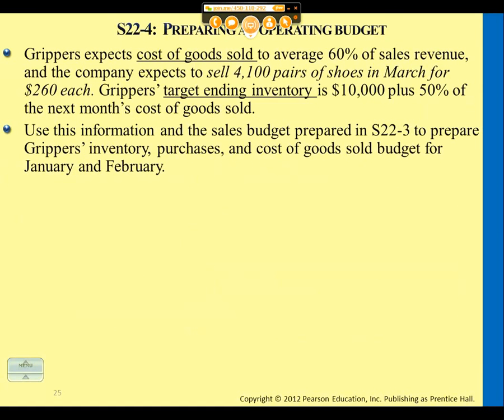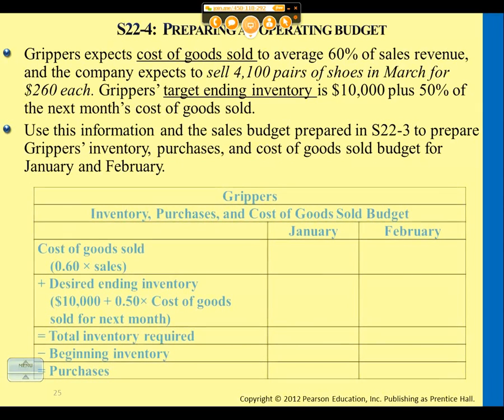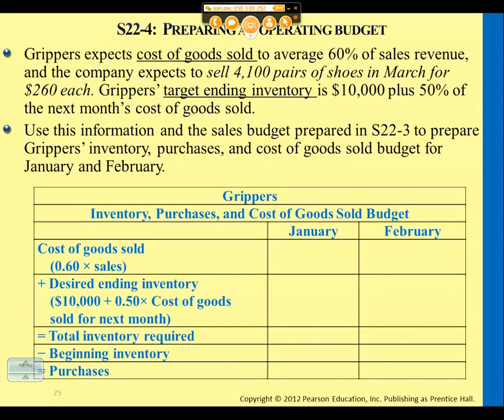Operating budget. So we have the same seller, cost of goods sold averages 60% of sales revenue. The company expects to sell 4,100 pairs of shoes in March for 260 each. Targeted ending inventory is 10,000 plus 50% of the next month's cost of goods sold. Okay, so while you're doing this, I have some questions for some students.